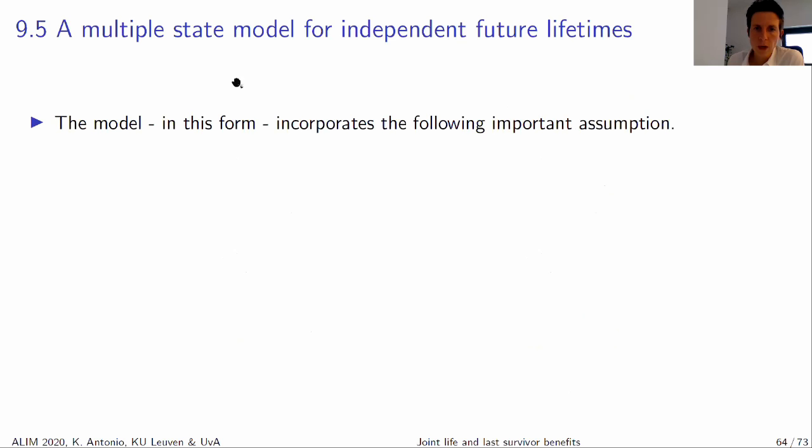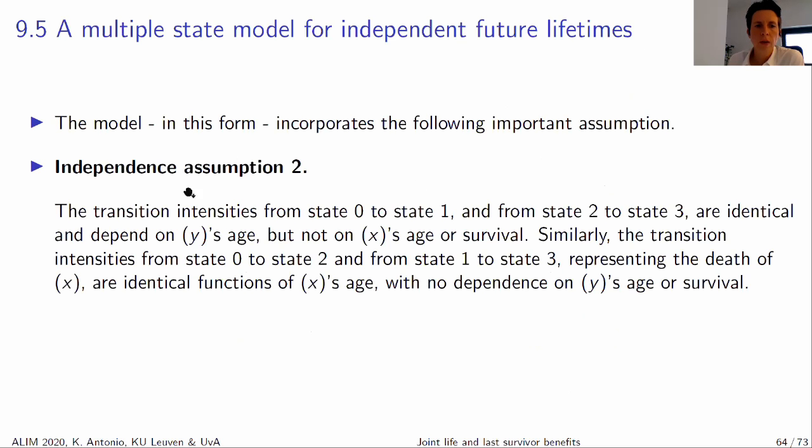So the model incorporates in this form the following assumption, namely, a different way to frame your independence assumption is that the intensity to go from 0 to 1 and to go from 2 to 3 is identical, depends on Y's age, but not on the age of X or on the survival of X. And then similarly, the transitions to go from 0 to 2 and from 1 to 3, representing the death of X, are identical functions of X's age. There is no dependence on Y's age or Y's survival. That's another way to frame this independence assumption.